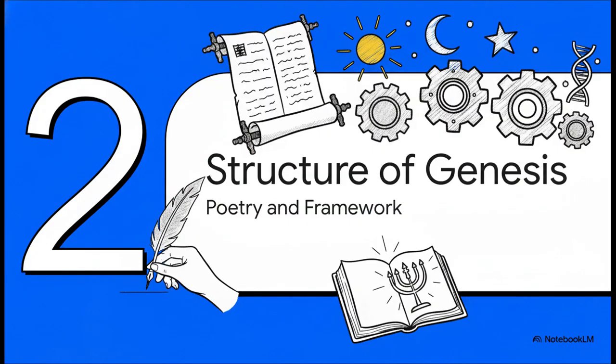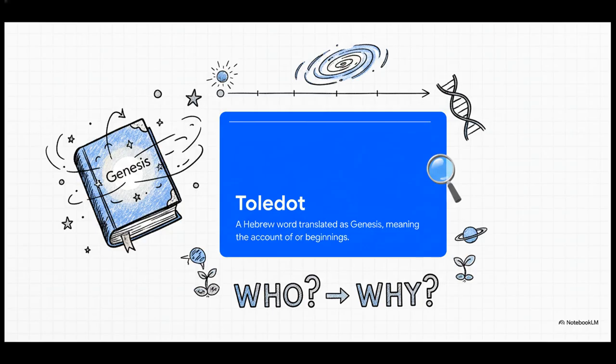Moving right along to Section 2, the structure of Genesis, poetry and framework. To really understand the text, we have to start with the word Genesis itself. It actually comes from the Greek translation of the Hebrew word toledot, which means the account of or beginnings. The ancient authors were focused on providing a broad brush understanding of origins to answer the big questions, the who and the why, much more than the precise mechanical how.